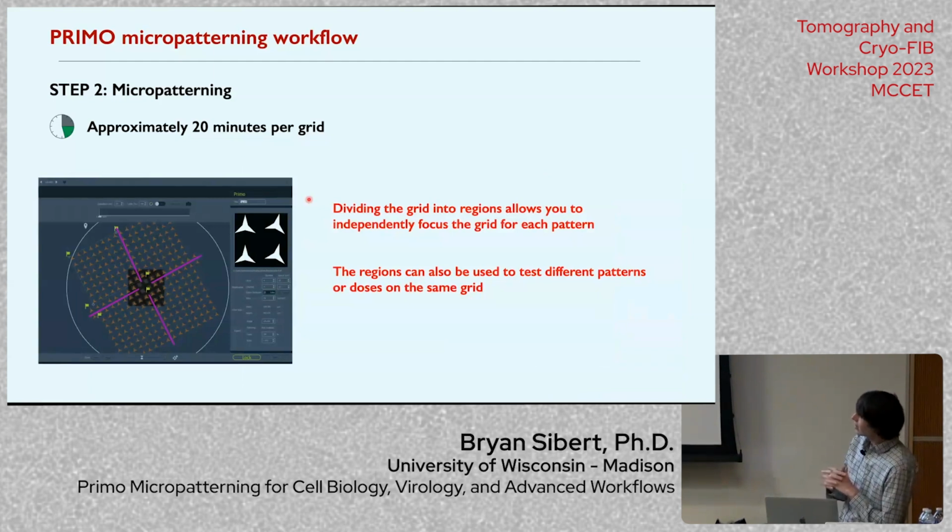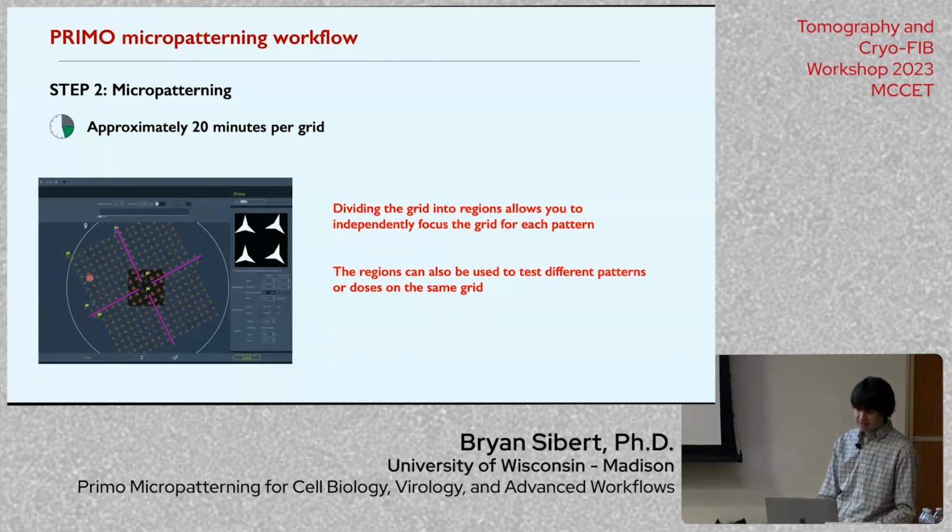And it turns out carbon grids, especially after you've handled them and glow discharged them and added poly-L-lysine and PEG-SVA, are not so flat. So by dividing the patterns into separate regions, we can focus on this top left region, pattern it, move the stage, change the focal plane to match this top right region, pattern it, move the stage, etc. This is not so much of a concern for the silicon grids. Like I said, they have a more rigid mesh. Sometimes you can get away with just patterning the whole grid at once.